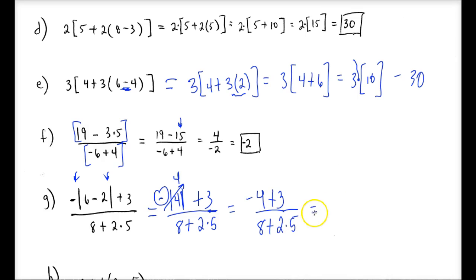Okay. So from this point in the numerator, we just do negative 4 plus 3, which is a negative 1. In the denominator, we know that we need to do multiplication before addition. So 2 times 5 is 10. And then of course, from this point in the denominator, all we have is addition left to do. So our final answer is negative 1/18.